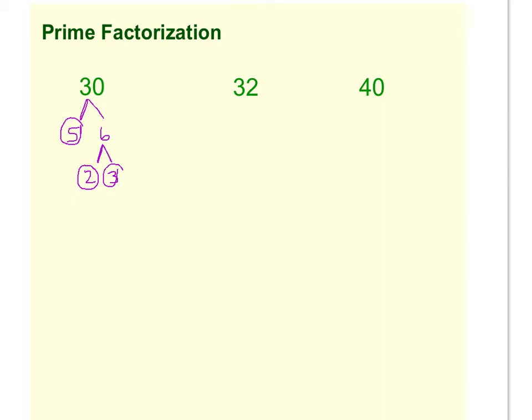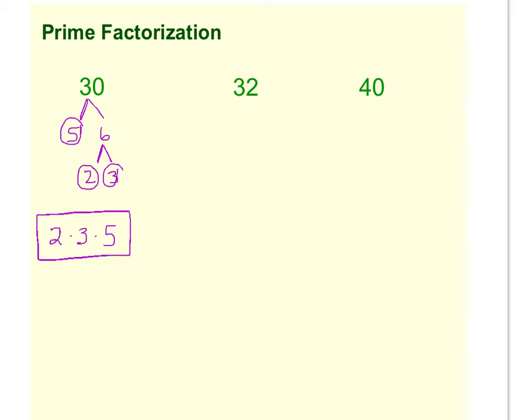We got all our prime numbers, so our final prime factorization is, we actually have to write this out. We start with the smallest prime number, so we have a 2 times a 3 times a 5. And that is the prime factorization of 30. 2 times 3 is 6, and 6 times 5 is 30, so all your prime numbers will always multiply back up to what you started with.